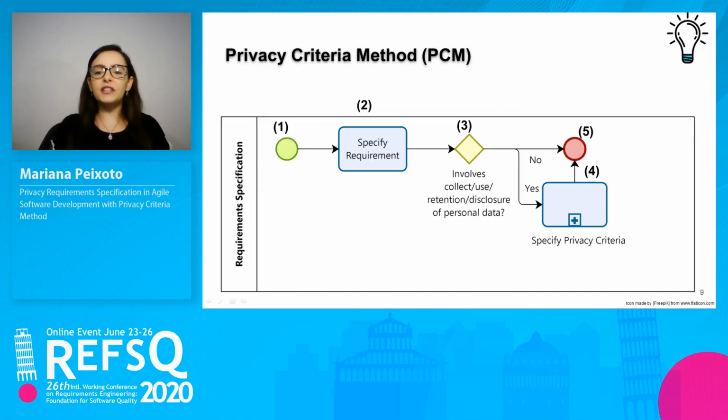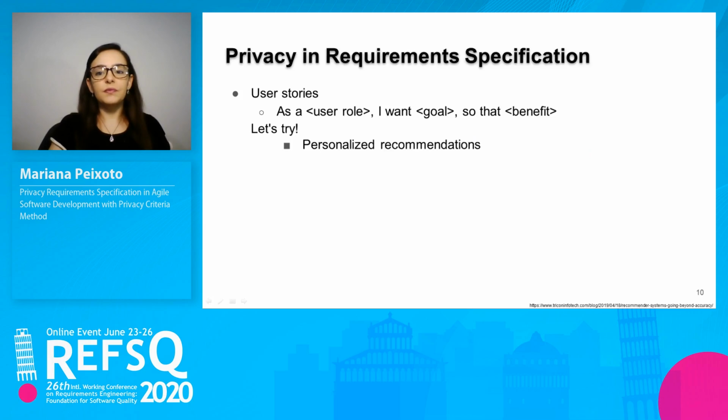We start the process with the specification of the requirement. If the requirement involves collection, use, retention, disclosure, or deletion of personal information, if it does, we should start the specification with PCM. If it doesn't, we are finished. We have a user story as the common method of the company with this description. As a user role, I want a goal so that I can get a benefit.